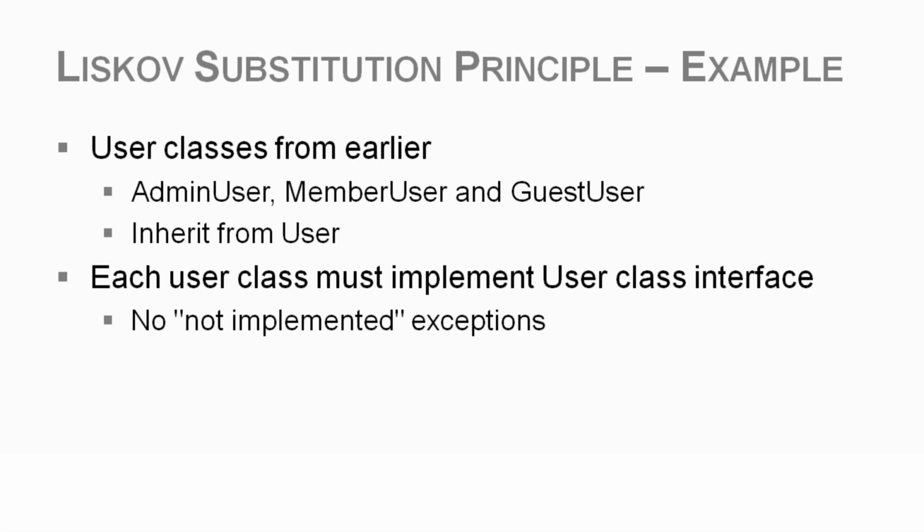the application. A client of this user type is going to treat it like a user, run a method, and expect it to be implemented, and it will throw an exception because it's not implemented. That's not good. So we can't have that. And that's the basic idea behind the substitution principle.